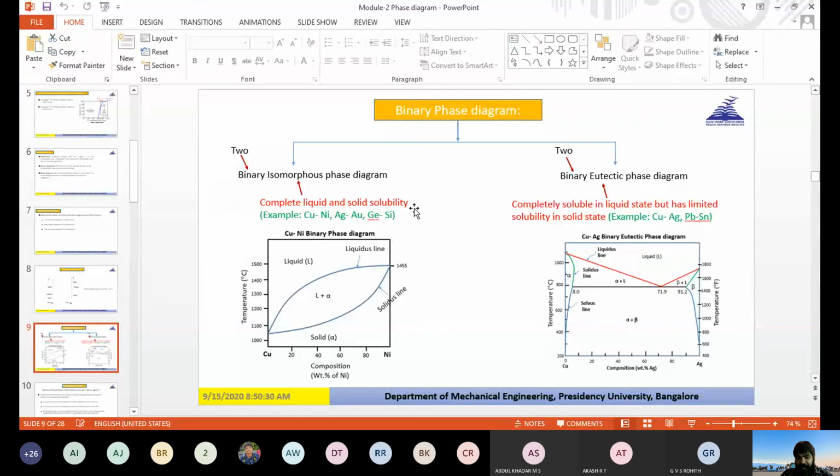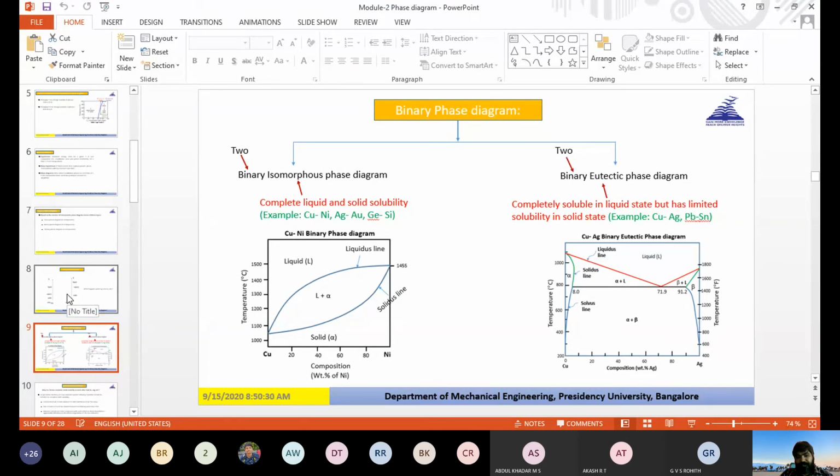Since we are making this phase diagram at constant pressure, we are not going to see the effect of pressure over here. We are going to see only the effect of temperature and composition. I hope these things are clear.